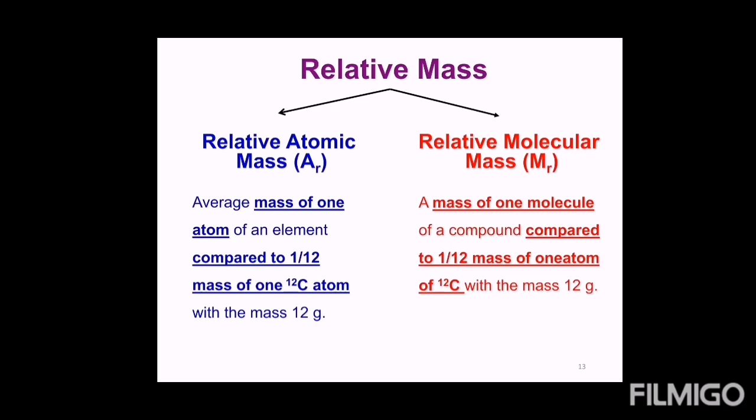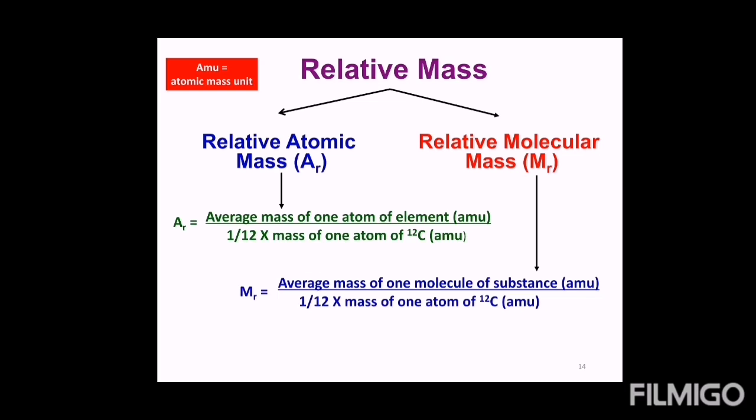Alright, and then we go to the relative molecular mass, MR. The definition is a mass of one molecule. If you compare to the relative atomic mass, for the relative molecular mass, it says molecule. Meanwhile, for the relative atomic mass, one atom. So for the relative molecular mass, a mass of one molecule of a compound compared to 1/12 mass of one atom of carbon-12 with the mass 12 gram. Right? You go to the next slide.